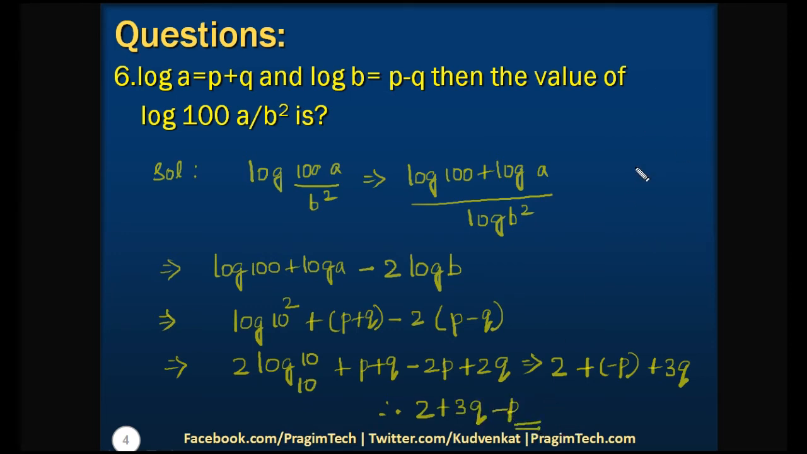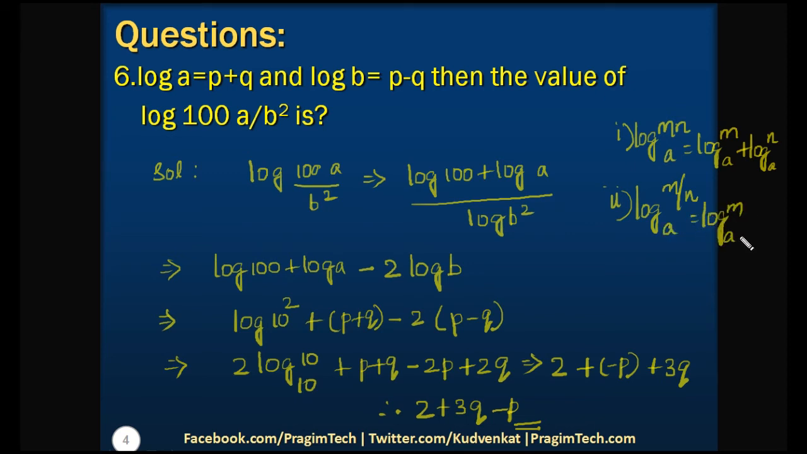Let us list out the properties which we have used over here. The first one is logarithm of mn to the base a is log m to base a plus log n to base a. The second property is logarithm of m by n to the base a is logarithm of m to base a minus logarithm of n to base a. And one more property which we have used is logarithm of a to base a value is equal to 1, right? Let's look into the next question.